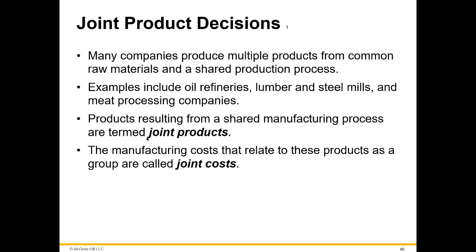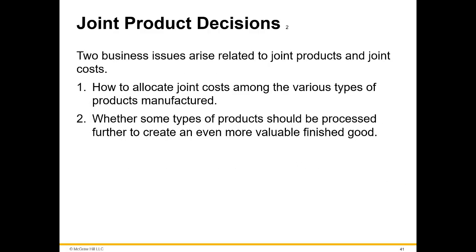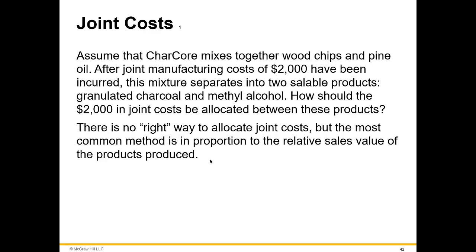And so the manufacturing costs that relate to these are called joint costs. To make these decisions, there are two issues: how to allocate joint costs among the various types of products manufactured, and whether some types of products should be processed further to create an even more valuable finished good. Okay, so this is a joint product decision. Now let's consider joint costs.